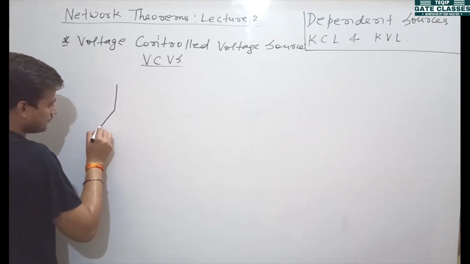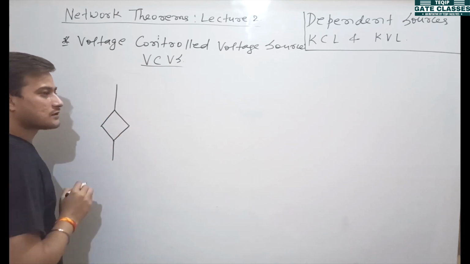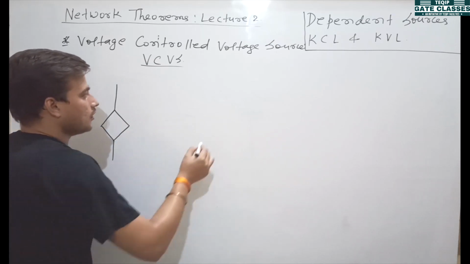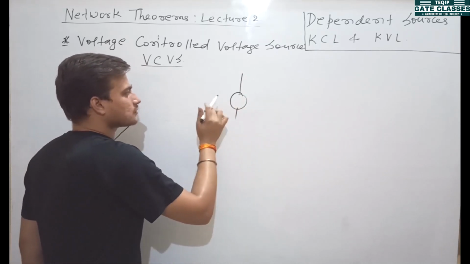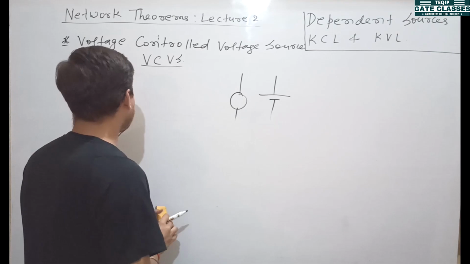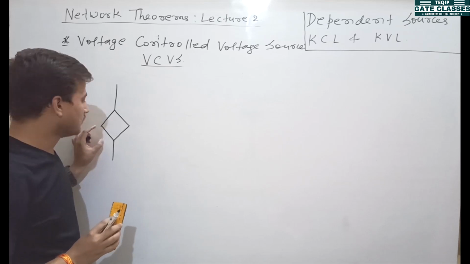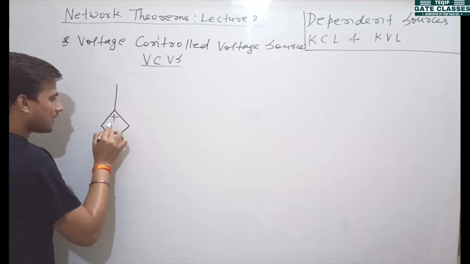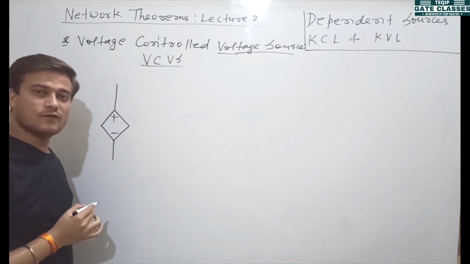See the diagram. A dependent source will always be shown with the help of this type of box. If you have a circular symbol, or a battery like this, then it is an independent source. But if you have a box like this, it means the source is a dependent source. Clear? Now here you will see plus and minus. Plus and minus indicates it is a voltage source.